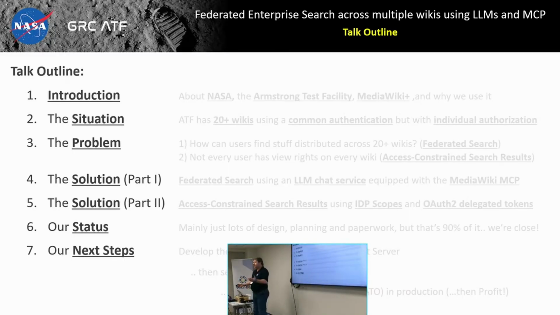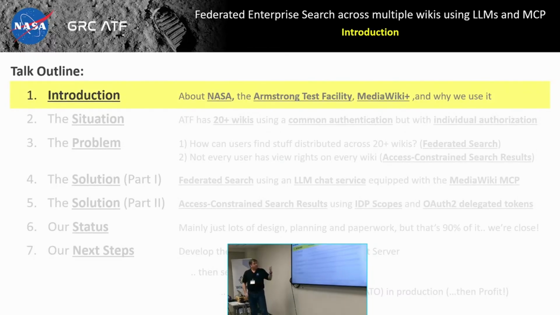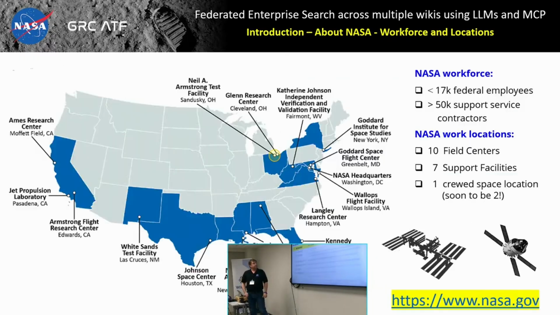So the outline of my talk is basically I'm going to give you an introduction to the environment that I'm in, the situation we have with regards to our enterprise wiki server. I'll describe the problem, and then I'll tell you about the solution in two parts, give you an update on our status with it, and tell you about what we hope our next steps to be. So kicking off with the introduction.